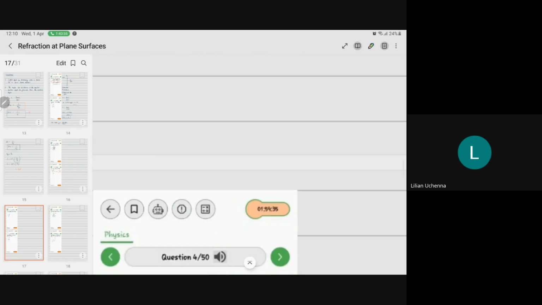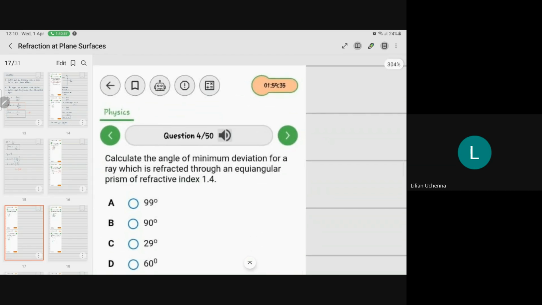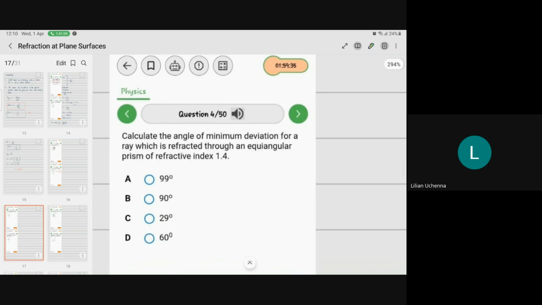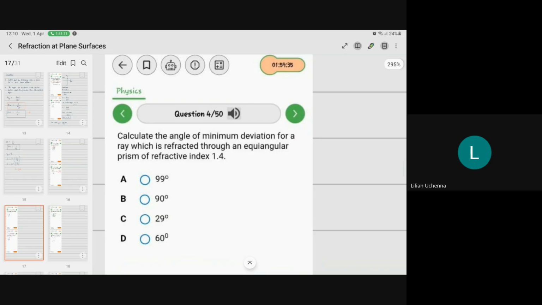That's for that. Calculate the angle of minimum deviation for a ray which is refracted through an equiangular prism of refractive index 1.4. If it's equiangular, do you know what it means? That the angles are equal, right? Very important. So once you see that statement equiangular, it simply means that the angles are equal. Now, what does it mean? That our A is going to be 60 degrees. Is that okay? So what's the formula I gave you earlier for the angle of deviation?